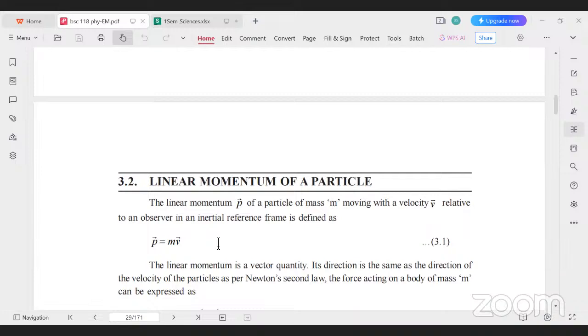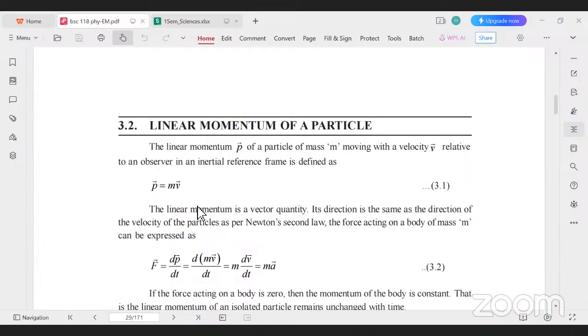So linear momentum is a vector quantity. As I told you, its direction is the same as the direction of the velocity of the particle. As per Newton's second law, the force acting on a body of mass m can be expressed in terms of the momentum. When the particle is moves, the mass and velocity move with it. That is what is being explained. The force F bar, where bar denotes a vector, has both magnitude as well as direction.